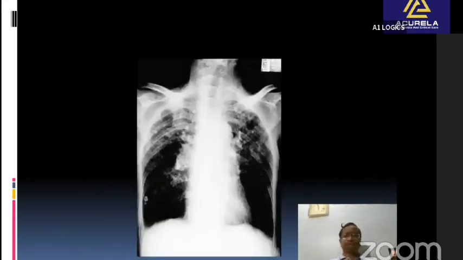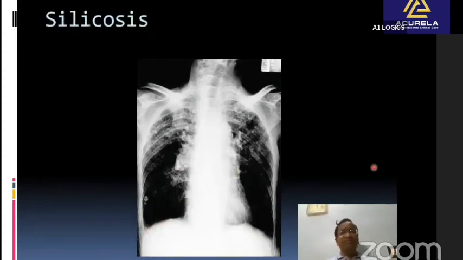Here you can see this, it doesn't look like it. Here you can see the diaphragm is not very regular, the contour is not bulged like this. All these things possibly, maybe, here you can see, this is a case of silicosis.